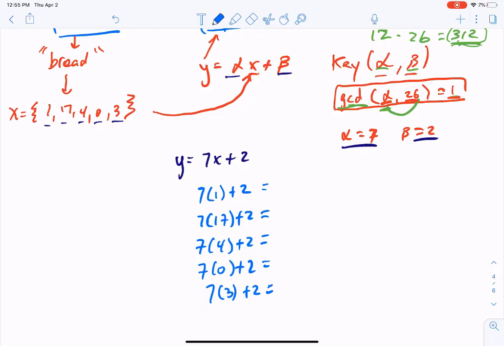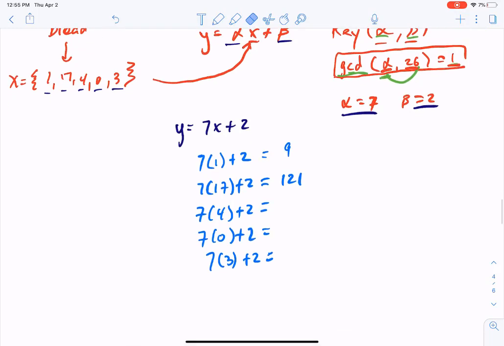So 7 times 1 is 7 plus 2 is 9. It's going to be 70 and 49, which is 119 plus 2. So this is going to be 121. This is going to be 30. Oops, what happened to my marker? This is going to be 30 right here. 28 plus 2 is going to be 0. It's going to be 2, actually. 0 plus 2, which is 2. This will be 21 plus 2, which will be 23. So these are the numbers I'm getting out.